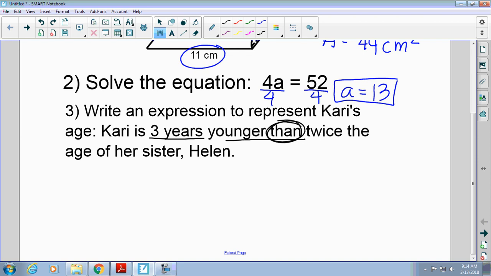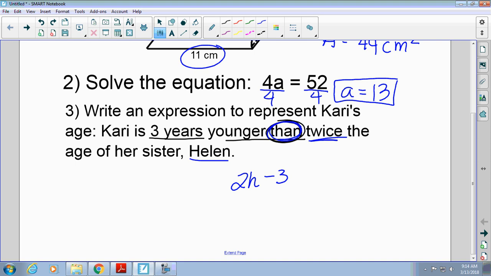It's pretty great technology. So, twice is the other part. Twice of, take Helen's age, you have to double it, right? Twice means you multiply it by 2. So you have 2 times Helen. And then this "than" word is a flip-flopper. So we have 2 times Helen and then subtract 3.